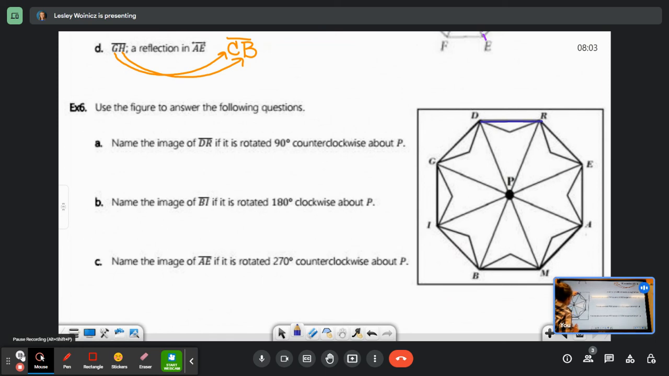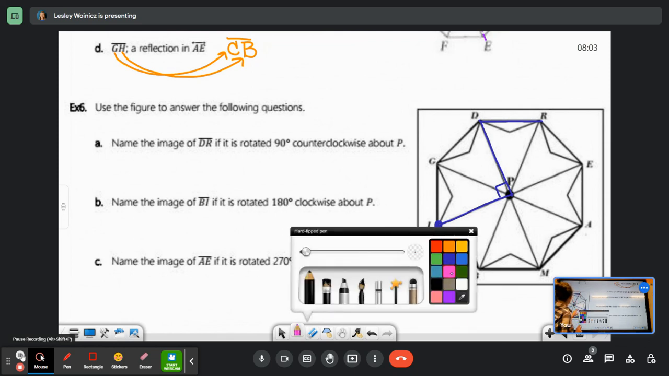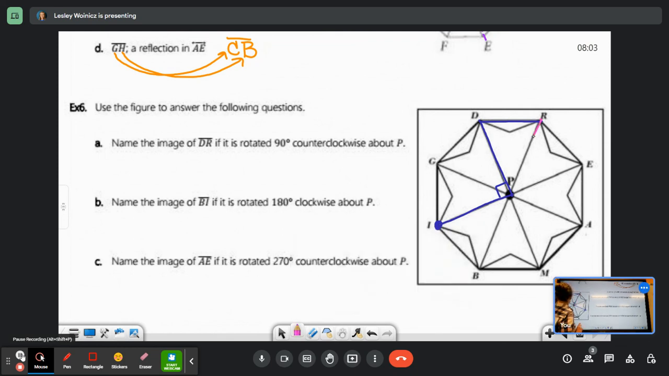Okay? And I'm going to make a little 90-degree thing for D. This is 90 degrees. You can see that D will end up on I. And I'll make another one for R. R, if I rotate it 90 degrees counterclockwise, will end up on G. Okay, so we're looking at this segment right here. So D went to I, and R went to G.